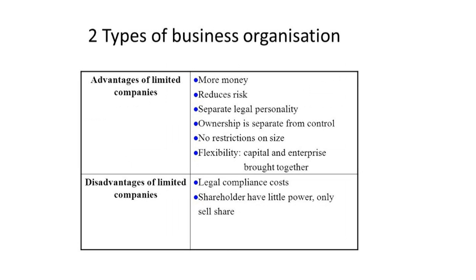Advantages and disadvantages of limited companies. Advantages: more money is available for investment. Risk is reduced for investors thanks to limited liability. They have a separate legal personality. A company can own property, make contracts, etc. Ownership is legally separate from control. Investors need not get involved in operations. No restrictions on size apply. Some companies have millions of shareholders. They offer flexibility. Capital and enterprise can be brought together.